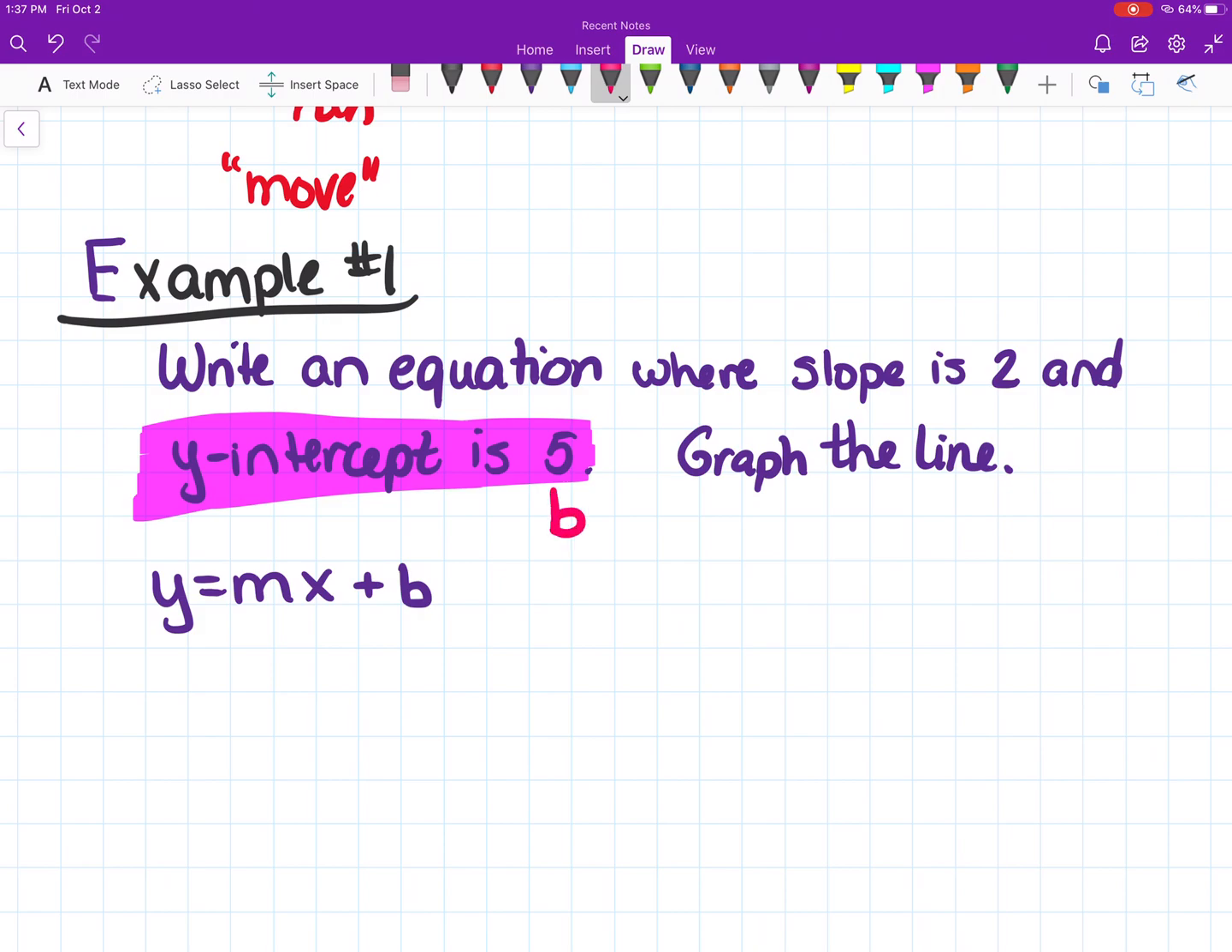b equals 5. The other thing we need to graph a line is we have to have the slope. Well, do we have the slope in this problem? Yeah, we do. It says right here, slope is 2. Oh, whoops, I meant to do highlight. Let me get that off of there. Whew, that's awful.